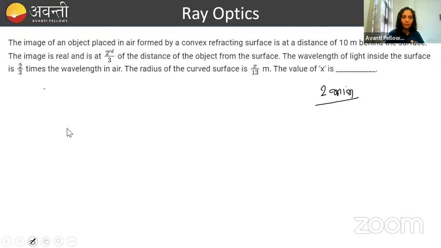There is an image of an object placed in air. So the object is in air, and this image is getting formed by a convex refracting surface. The image is at a distance of 10 meter behind the surface. The image is real and it is at 2 by 3 of the distance of the object from the surface.